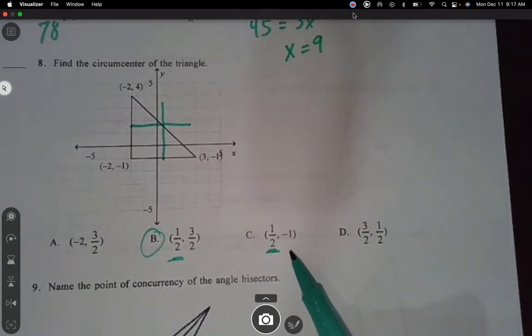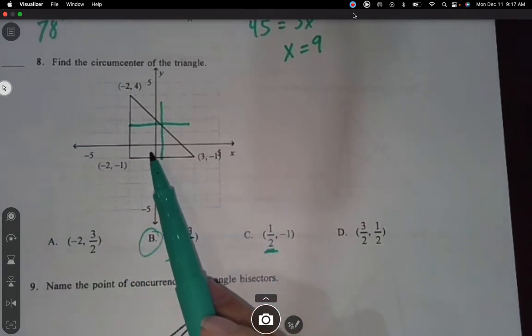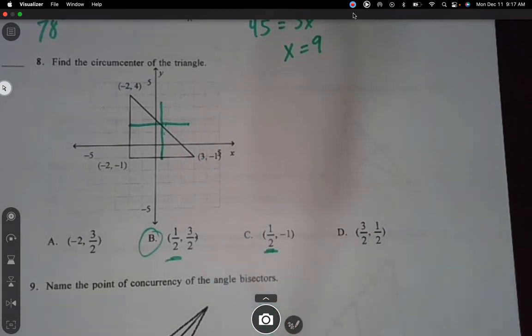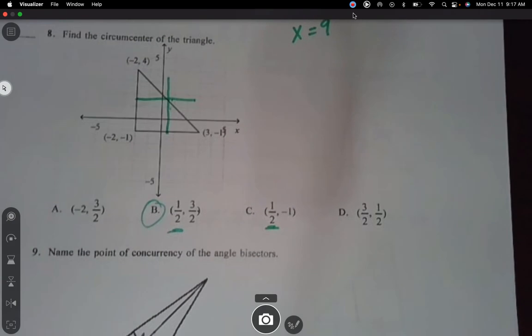And then up 1.5. It doesn't go down 1. It goes up 1.5. That's 3 halves. 3 halves is 1.5. Okay? If you don't know that, type it in your calculator and it will tell you. That one was just a little tricky with the fractions. But do y'all understand how to do that? Maybe a little, maybe not.